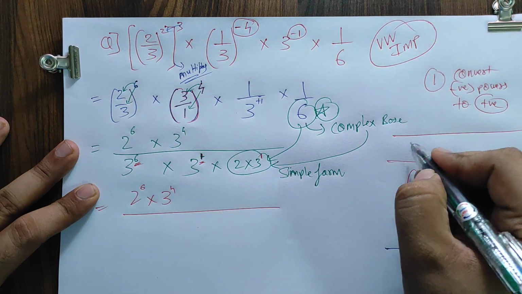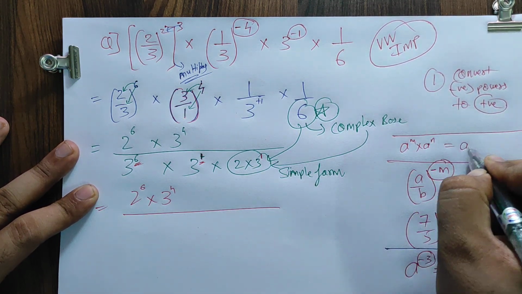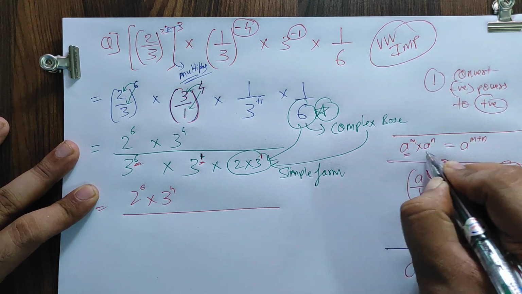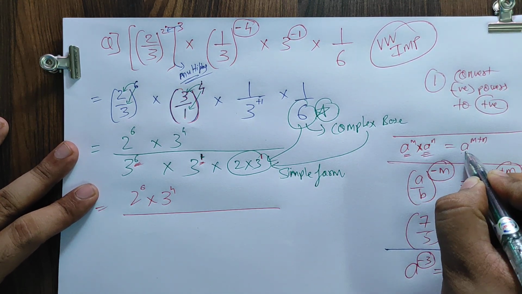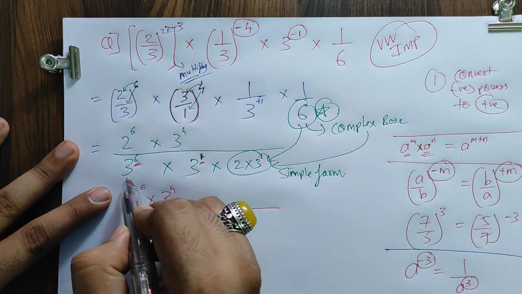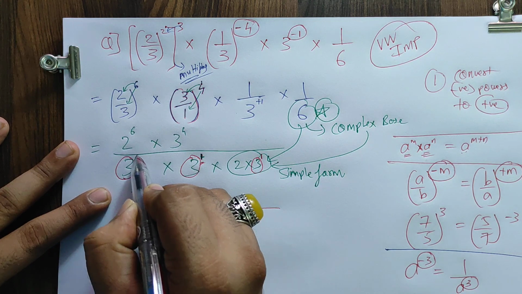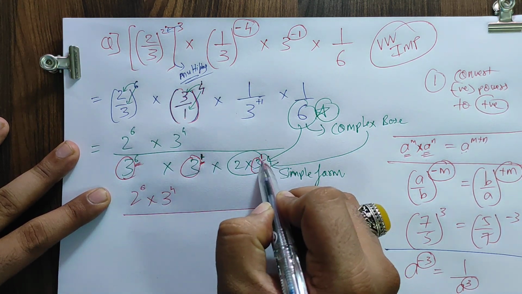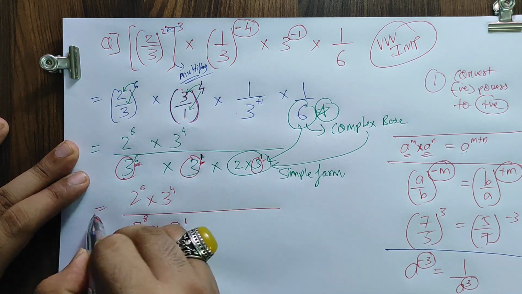Which rule? See here: a raised to m multiplied by a raised to n can be written as a raised to m plus n. When the bases are the same and we have a multiplication sign, we write the base a one time and the powers get added. So here also the base is 3, here also, here also. So the powers will be added: 6 plus 1 is 7, 7 plus 1 is 8. It becomes 3 raised to 8, multiplied by 1 time 2, 2 raised to 1.